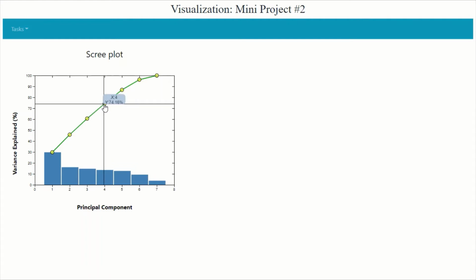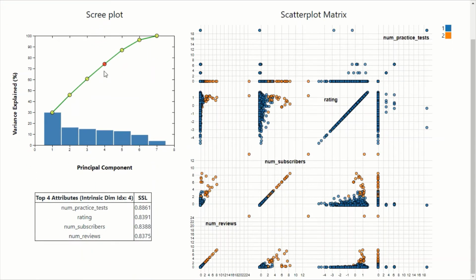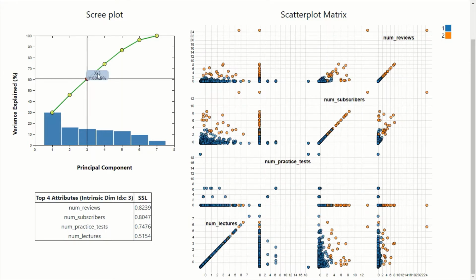The user can select the intrinsic dimensionality index by clicking on a point on the line. So let's select this point. Based on the user interaction, a table containing the top 4 attributes, based on the sum of squared loadings, is shown at the bottom, and for these top 4 attributes a scatter plot matrix has been plotted on the right. These change as the intrinsic dimensionality index is changed.